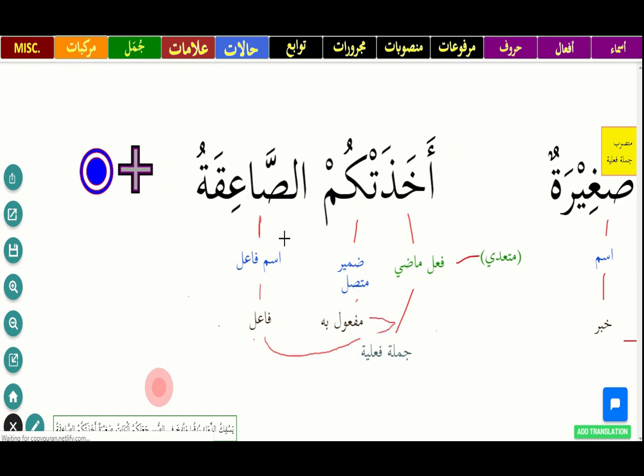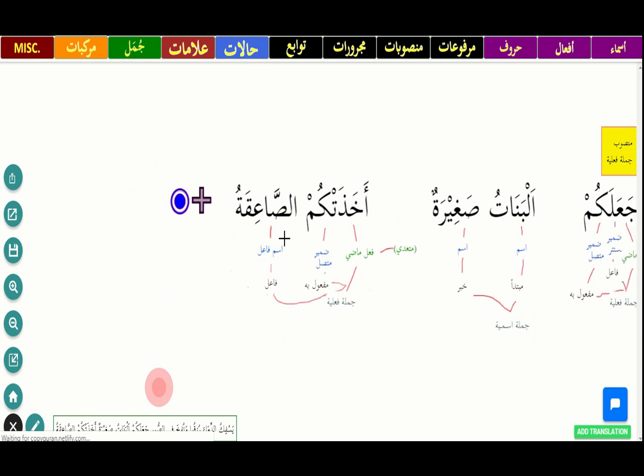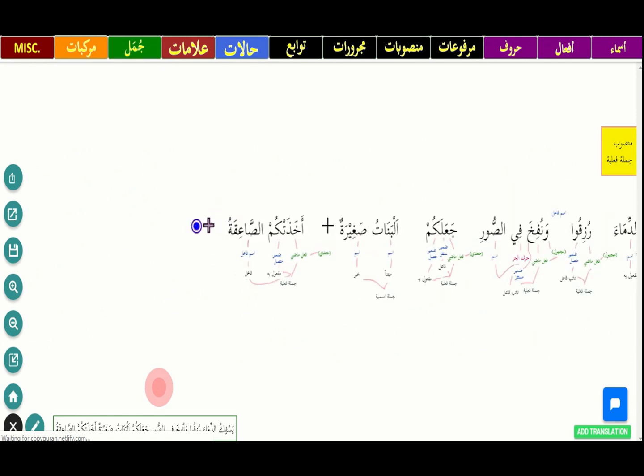So these examples should give a good illustration of all the theory that we have discussed in verbal sentences for now.